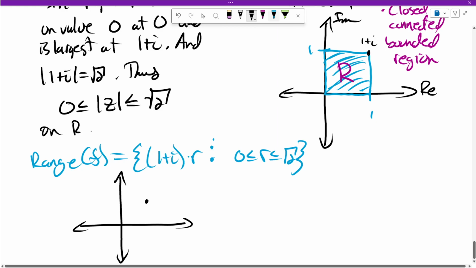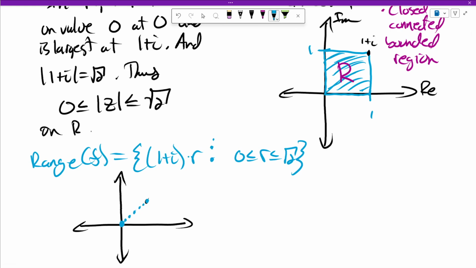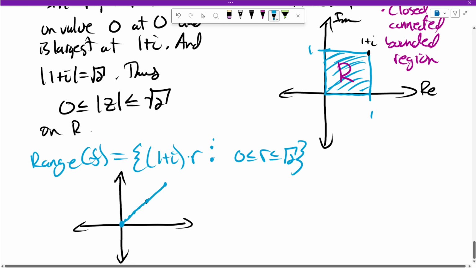So here we have 1 plus i. When we multiply 1 plus i times 0, we get the point down here. And as our multiples get bigger and bigger, we're on a line through 1 plus i, a ray rather, and the ray ends at some point, so we get a segment. It ends when r is the maximum value it can be. And what is that value? It's root 2, so what's the modulus of 1 plus i times root 2? Well, you'll find it's 2.